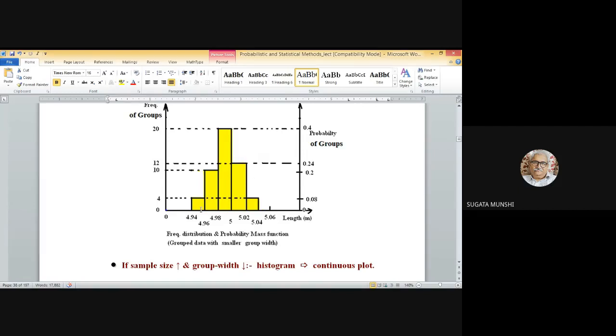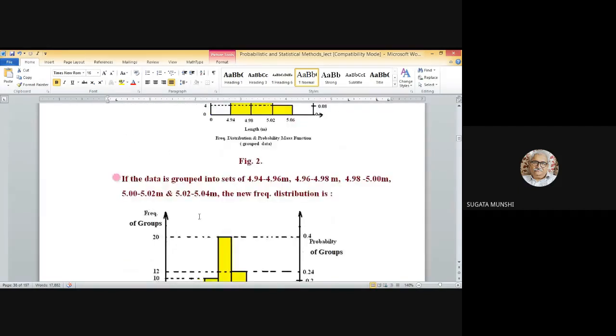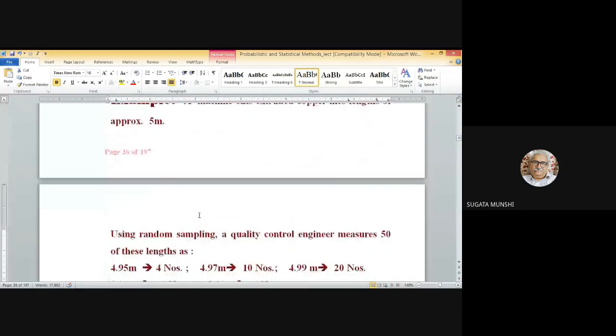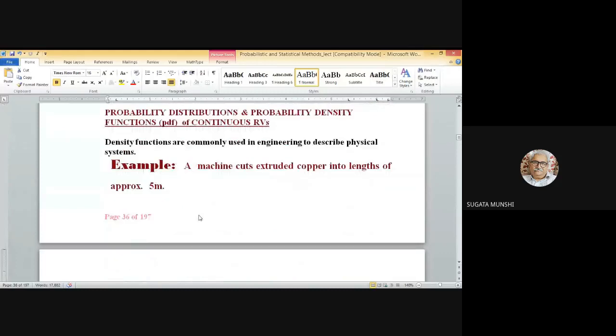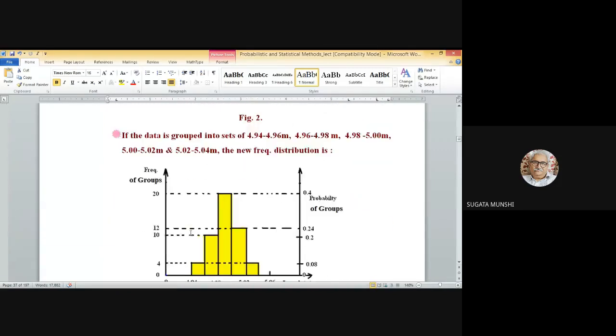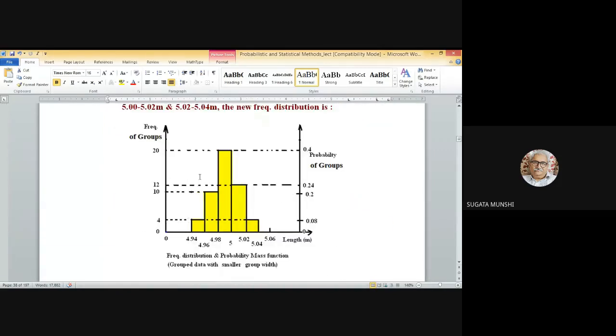Because we have considered narrower groups, it is tending towards a continuous plot. Now, if instead of 50 samples, the quality assurance engineer could collect a large number of samples, say 1,000, and then consider very small groups, then the histogram, the plot that you would have obtained, would have been much smoother. In this way, with the increase in the sample size and decrease in the width of each group, this will tend to a continuous plot.